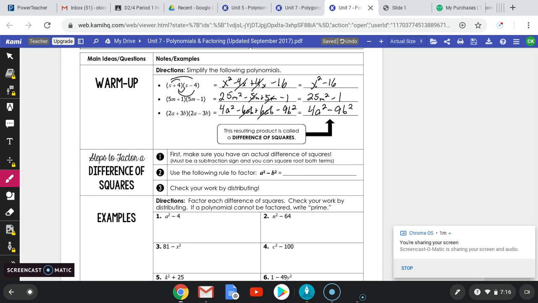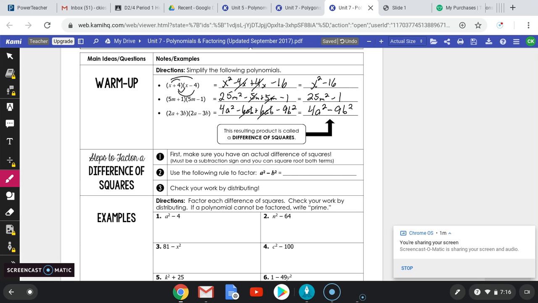All of these, as it says here, the result is called the difference of squares because we are subtracting two terms here, and each term is a perfect square. In other words, I'm able to take the square root of both terms here to get a non-decimal answer.